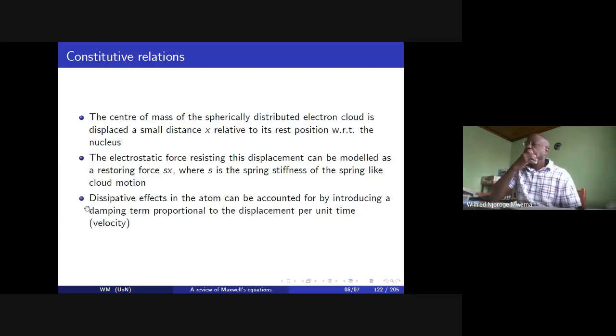So, because the field may be changing direction in time, there will be changes in the polarization direction. And if, as the atom is trying to change this, there are dissipative effects in the atom, we can always account for this by introducing a damping term, just like the force of friction, into the equation. And we get this displacement per unit time, which is a velocity. It's proportional to velocity, just like resistance is proportional to the derivative of charge.